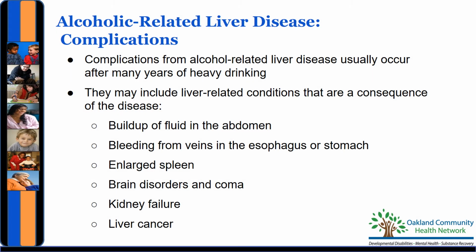Complications from alcohol-related liver disease usually occur after many years of heavy drinking. They may include liver-related conditions that are a consequence of the disease, such as buildup of fluid in the abdomen, bleeding from veins in the esophagus or stomach, enlarged spleen, brain disorders and coma, kidney failure, and liver cancer.